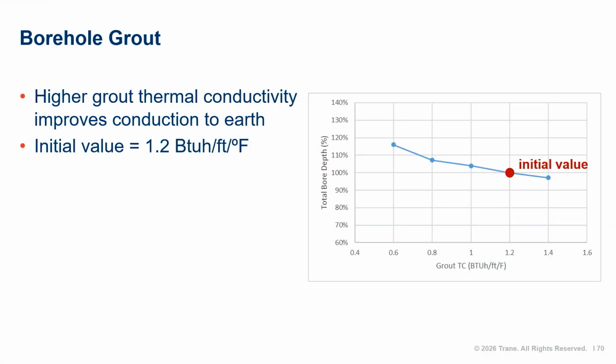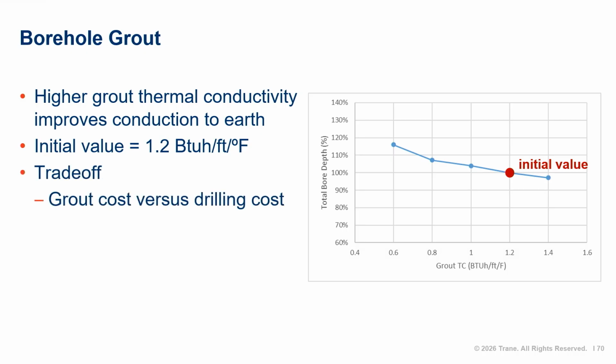Next, enhanced grout improves the thermal conductivity from the bore pipes to the ground. Better thermal conductivity from the grout reduces the bore field size. The trade-off is simple. Premium grout costs more. For this project, we started out with a high-performance grout, 1.2 BTUs per hour per foot per degree. This is already a premium performance grout, and we decided to just stick with it.